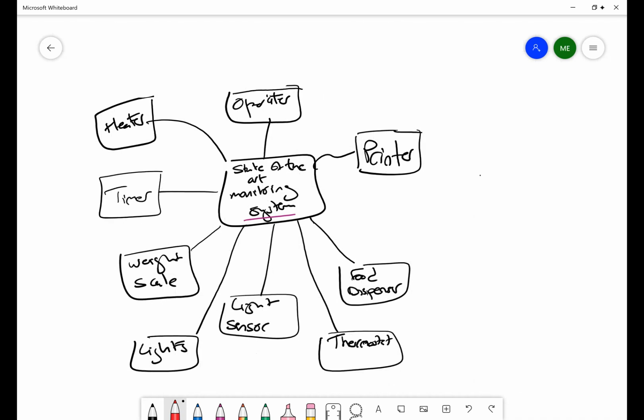Light sensor: do I get input or output? Okay, input. Thermostat. Food dispenser. Printer. Operator. Heater. Timer. Weight scale. Lights. All right, so we went down the circle. We were able to identify each one as input or output, so everything is okay.